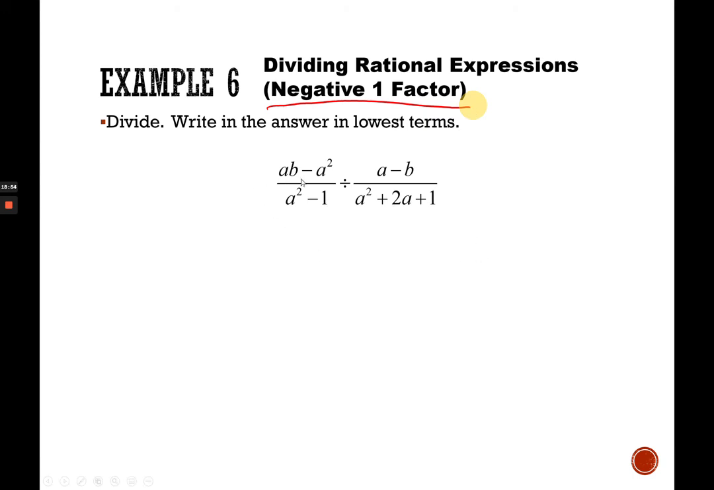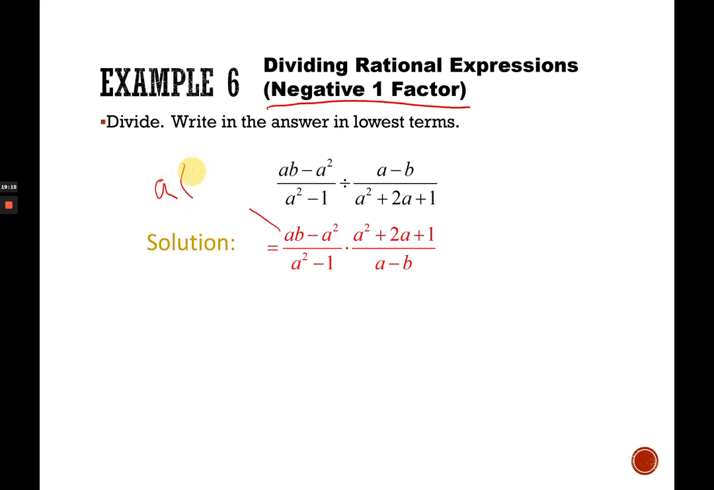Let's try ab minus a squared over a squared minus 1. The whole expression is divided by a minus b all over a squared plus 2a plus 1. Same rules. Flip your second fraction and then change division into multiplication. Now, on this side, we will just factor out a, so you have b minus a. On this side, this is supposed to be a plus 1 times a plus 1.